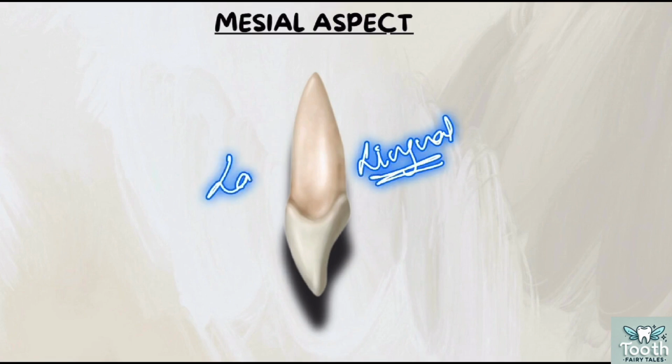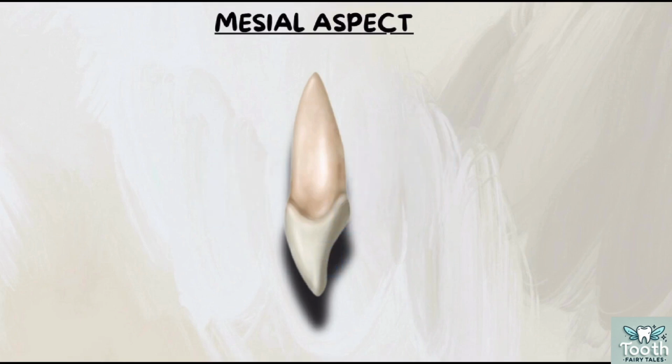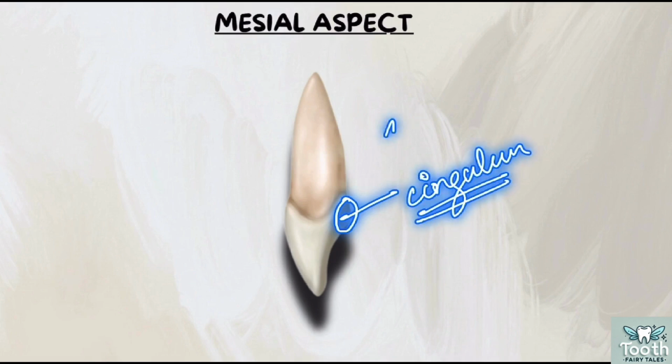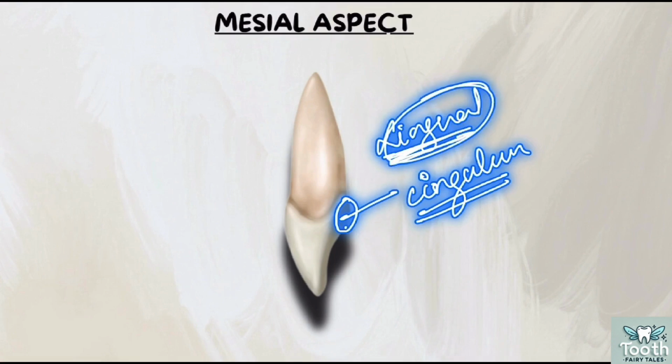Now, how did I tell that this is the labial side and this is the lingual side? By looking at the convexities and concavities. So from the mesial aspect, you see convexities on this side. This convexity is representing the cingulum. Cingulum is found on the lingual aspect. Hence, it becomes the lingual side of the tooth. So below the cingulum, you will find the concavity, which is known as lingual fossa.